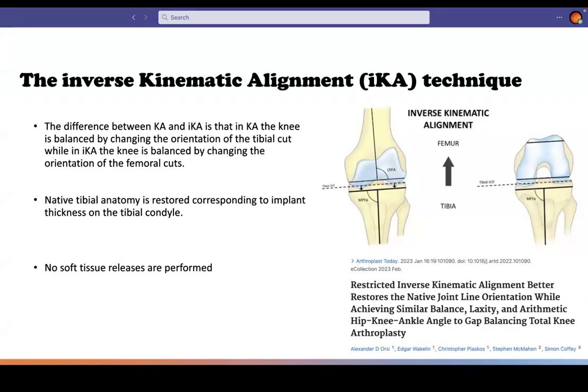This is the most recent concept, the inverse kinematic alignment. The difference between the kinematic alignment and the inverse kinematic alignment is that in kinematic alignment, the knee is balanced by changing the orientation of the tibial cut, while in inverse kinematic alignment, the knee is balanced by changing the orientation of the femoral cut. The native tibial alignment is restored corresponding to the tibial implant thickness on the tibial condyle. There is no soft tissue release involved.